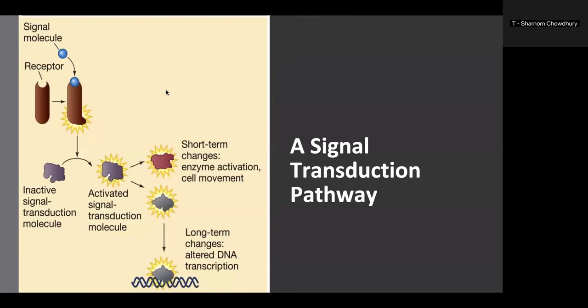So this is what's known as a common signal transduction pathway. A signal molecule binds to a receptor. A receptor can then activate another signal transduction molecule. What this signal transduction molecule does, it can create short-term changes.